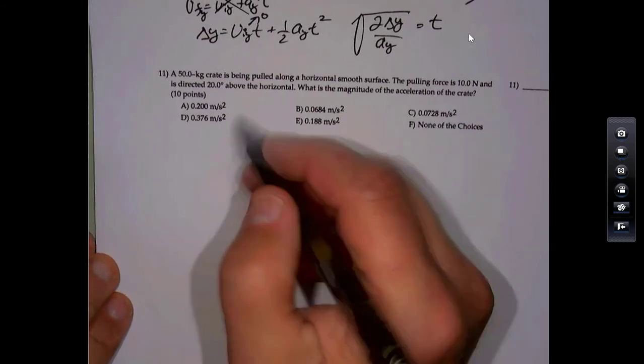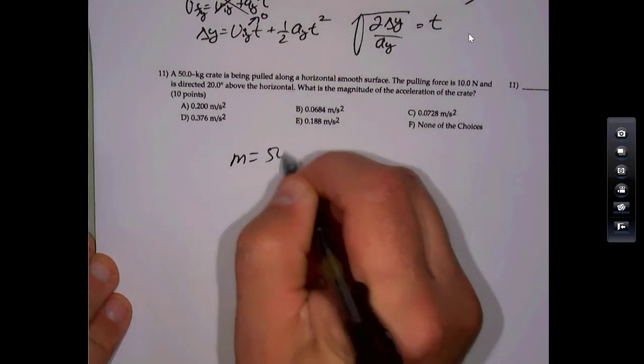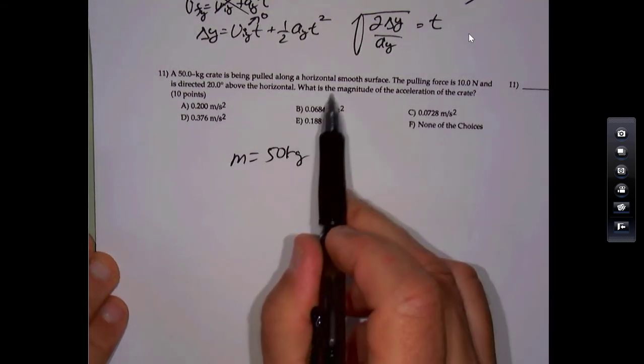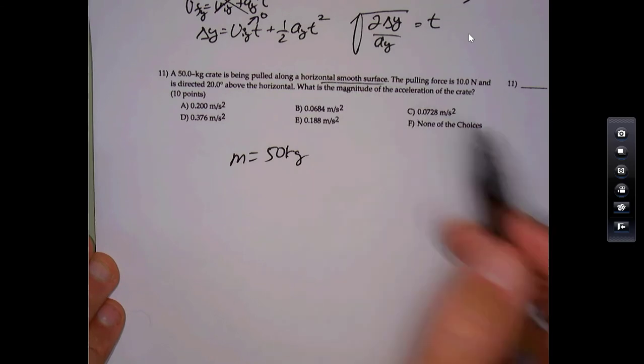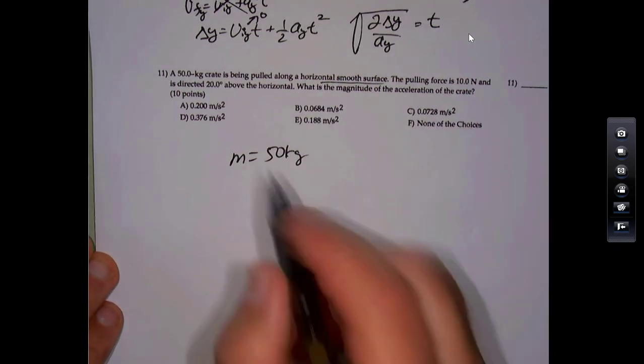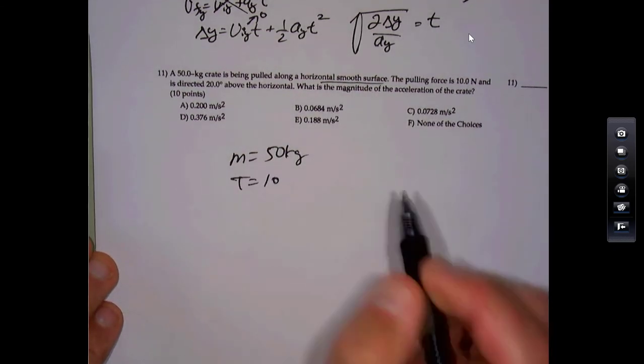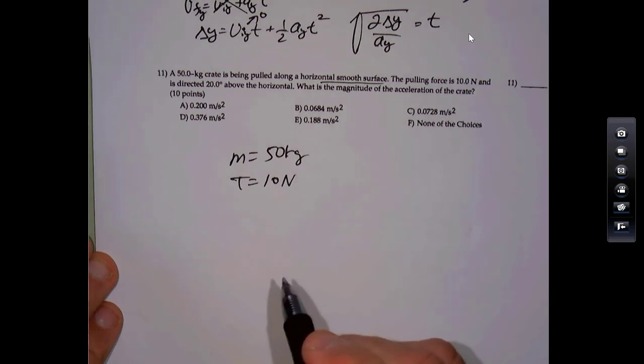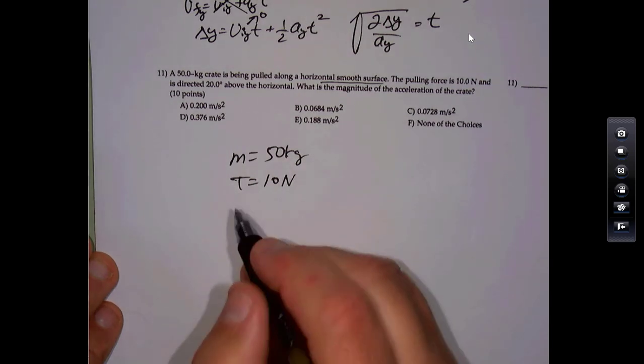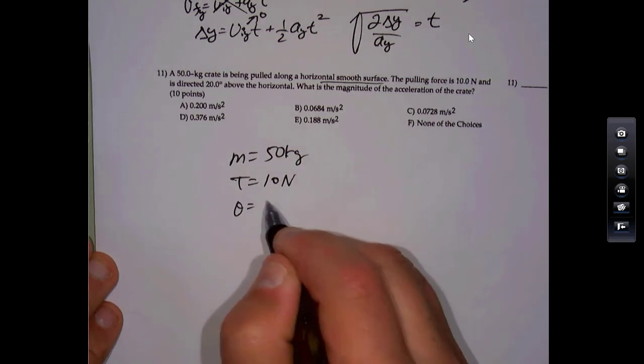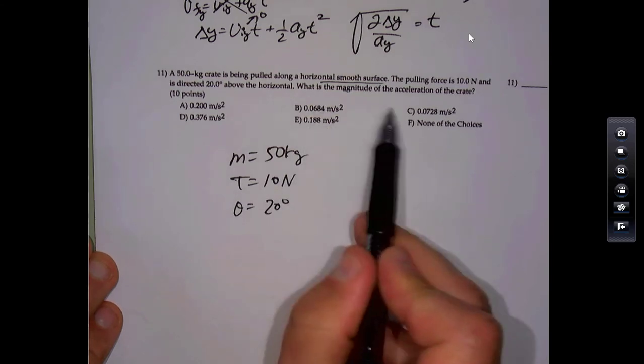Okay, we've got a 50 kilogram crate pulled on a horizontal smooth surface. That means there's no friction. The pulling force is 10 newtons. I'll just call it tension. You can call it again whatever you want. 20 degrees above the horizontal. What is the magnitude of the acceleration?